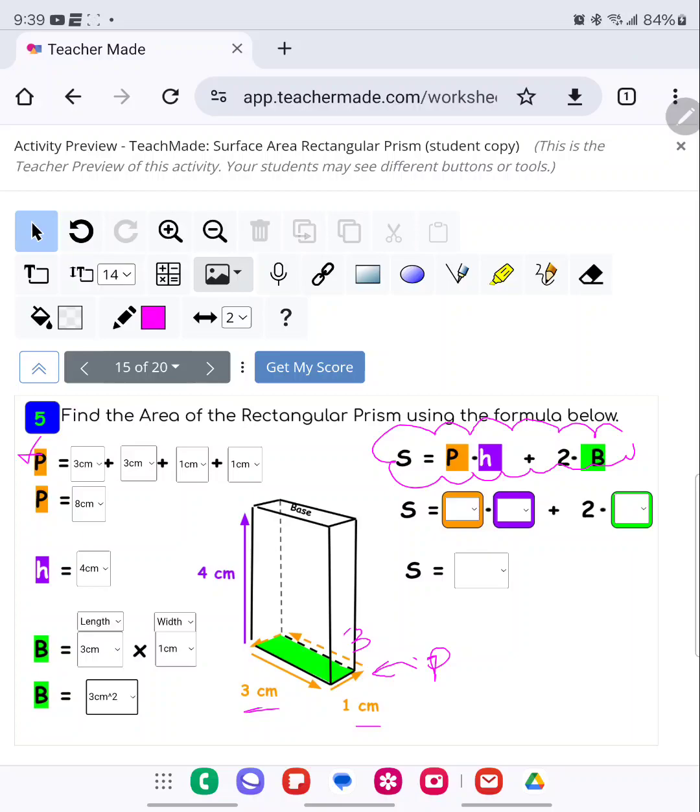Okay. So now, we already have all the information that we need. So now we're going to look at the formula right here.